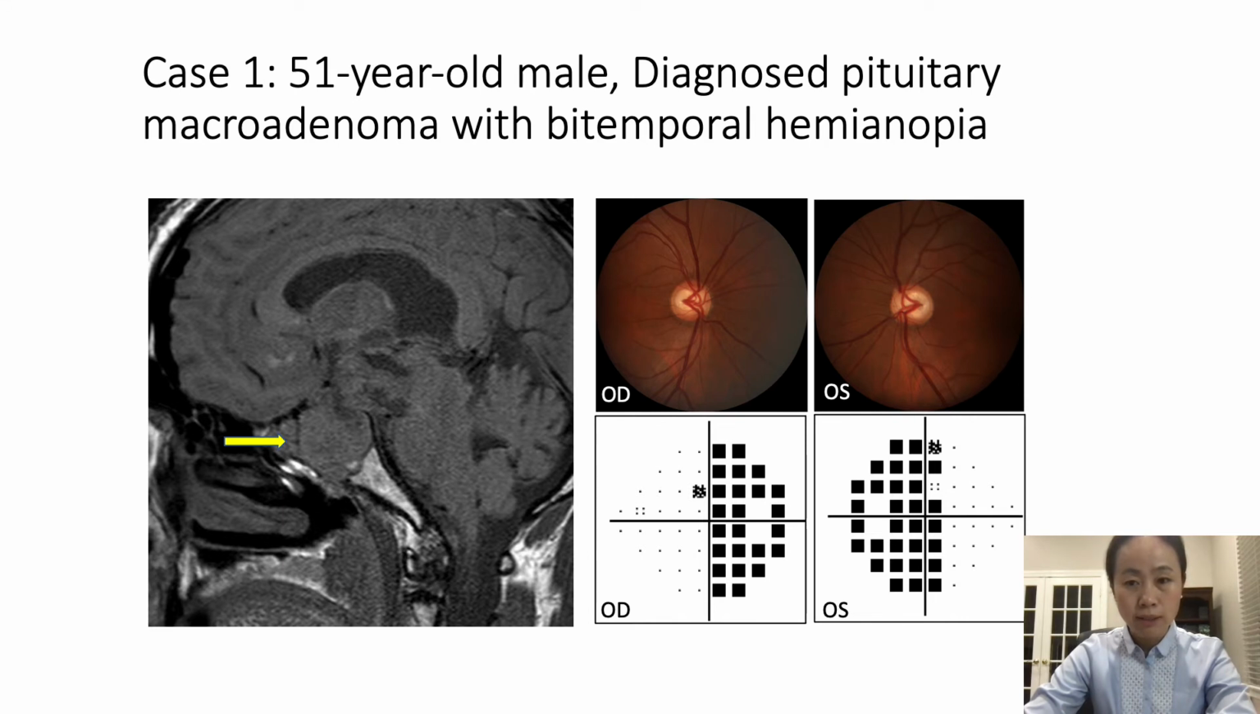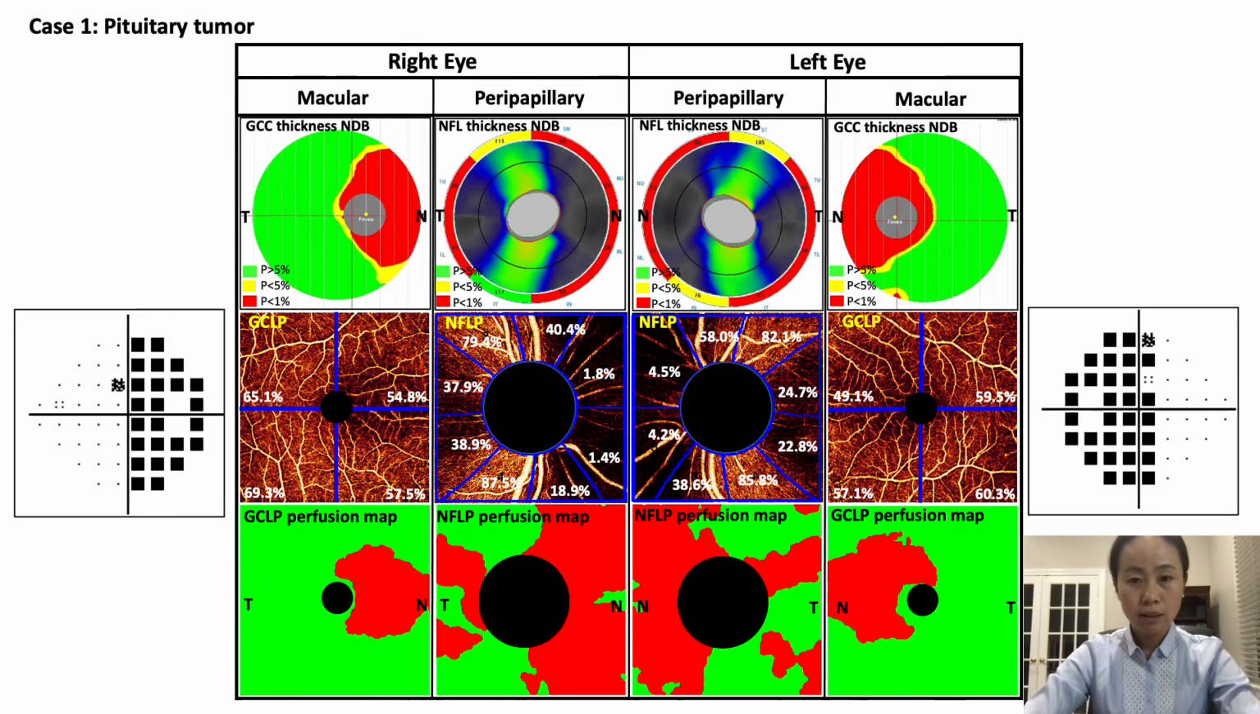Now I will show two cases in this study. The first one is a 51-year-old male. He was diagnosed with pituitary microadenoma many years ago with bitemporal hemianopia. In both of this patient's eyes, the GCLP and NFLP microcirculation loss was on the nasal hemisphere of peripapillary and papillomacular bundle regions. The thickness of GCC and NFL also decreased in corresponding regions. These corresponded well with visual field loss. The microcirculation reduced areas were highlighted on the perfusion maps.